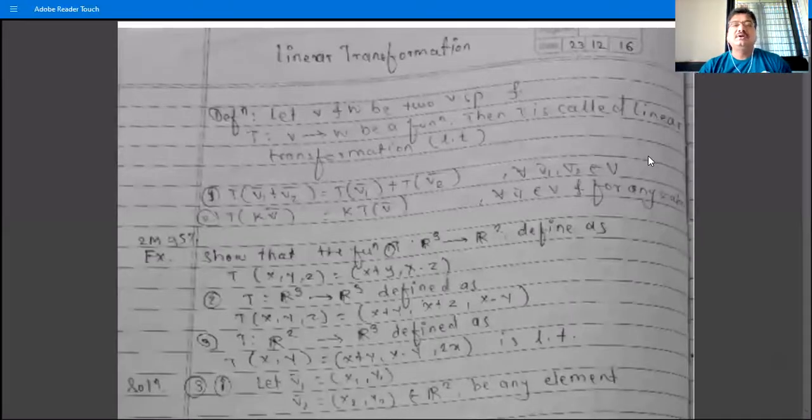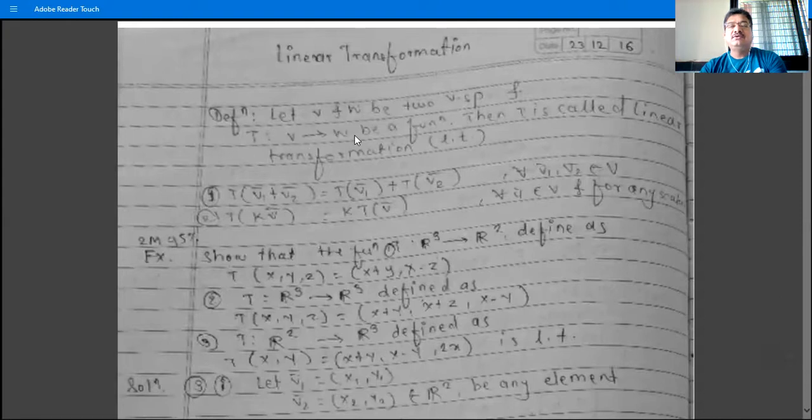Next topic is linear transformation. Let V and W be two vector spaces, and T is a function from V to W. Then T is called a linear transformation, shortly denoted by L.T., linear transformation.